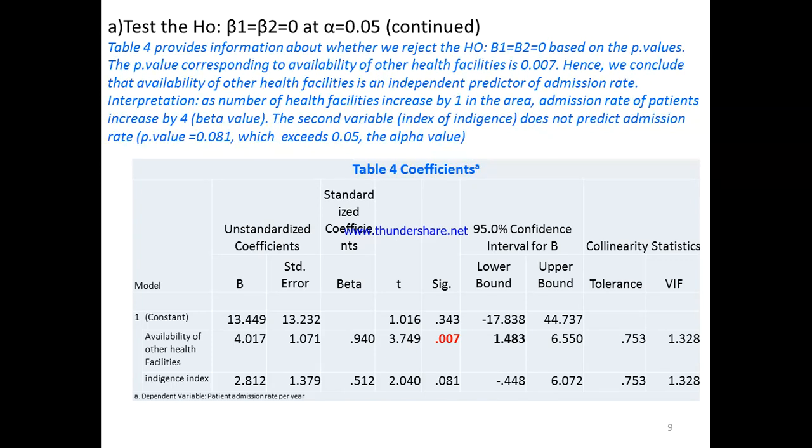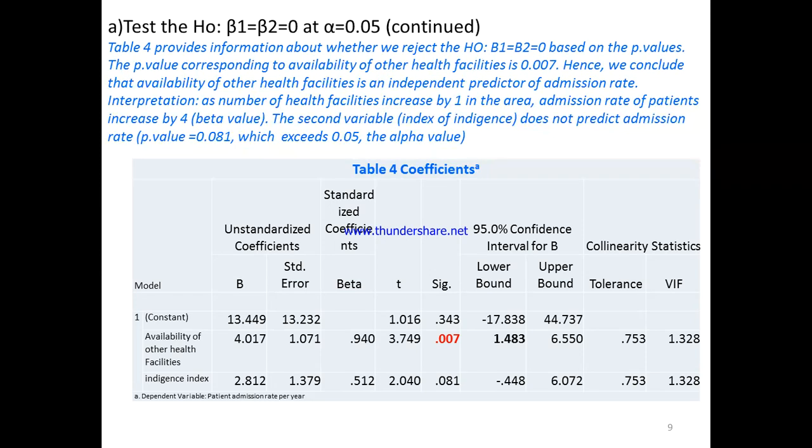And as you can see, beta is positive. This means that as the number of other health facilities increases in the catchment area, the number of patients admitted to the hospital also increases. That's what it tells us. So how does this happen? Obviously it seems logical. If there are several health facilities like health centers around, then it is likely that most of the patients with complicated cases are referred to the hospital, and therefore this increases the probability of increasing the number of patients admitted.